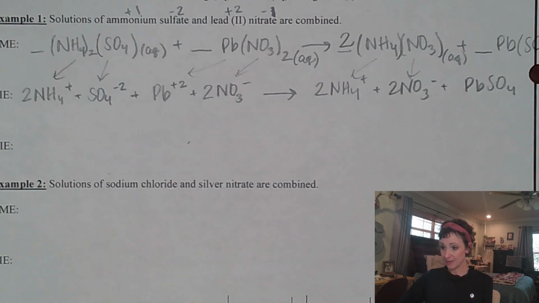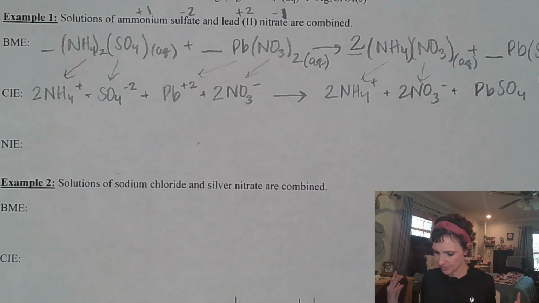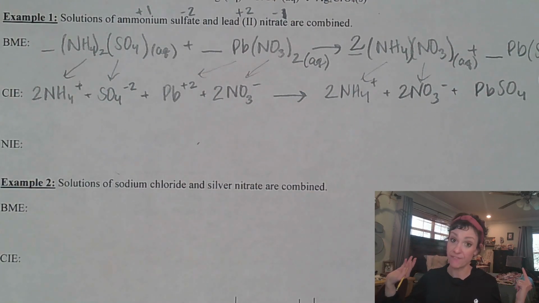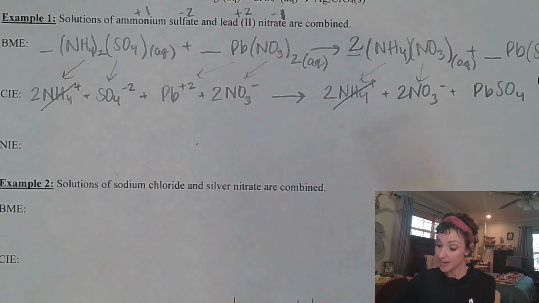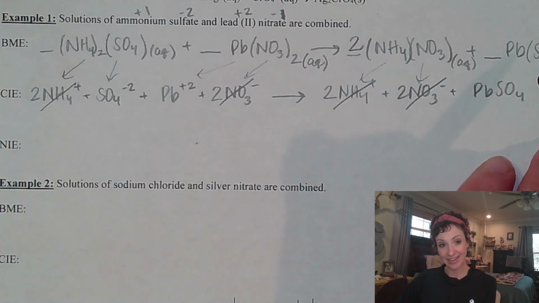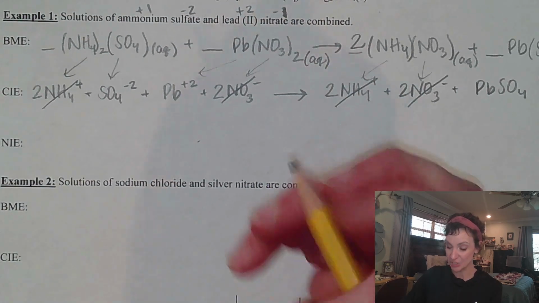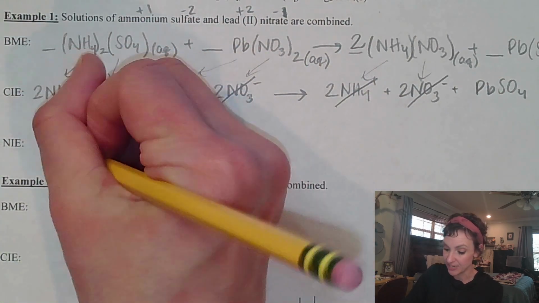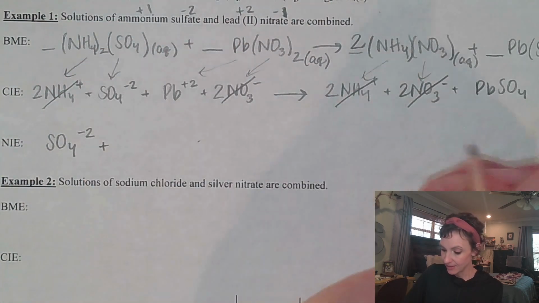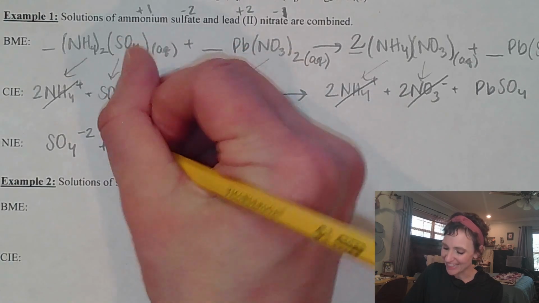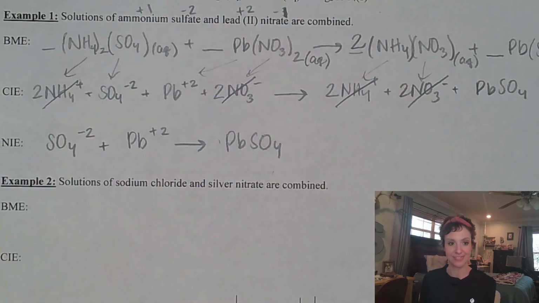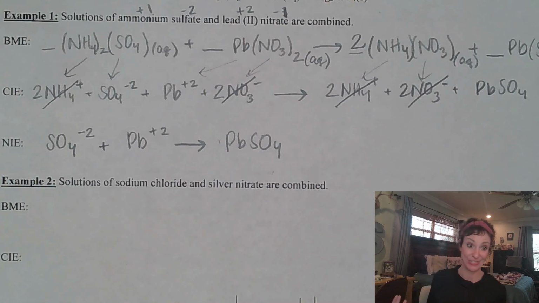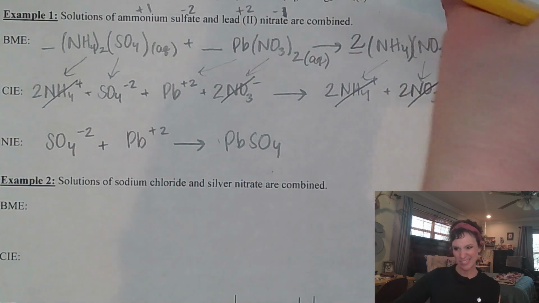Now what do I do? So here's my complete ionic equation. It shows all the dissociation. Now I'm going to look for what is the same on both sides and cancel them off. They will be my spectator ions. It looks like I have 2 ammoniums the same on both sides, and I have 2 nitrates the same on both sides. Those are my spectators. Everything that is remaining is the net ionic equation, what the actual chemistry is that is going on here in this chemical reaction. I have 1 sulfate ion combining with 1 lead(II) ion to create lead(II) sulfate precipitate. So that's the actual only chemistry that's going on here. Okay, so let's do example 2.